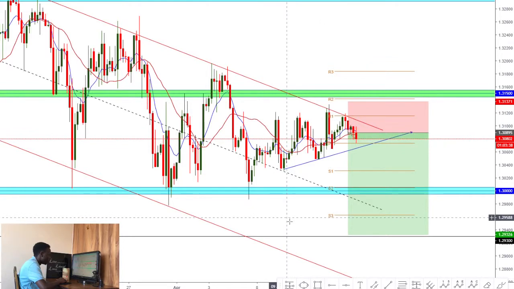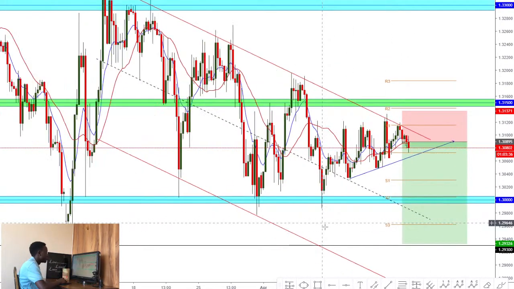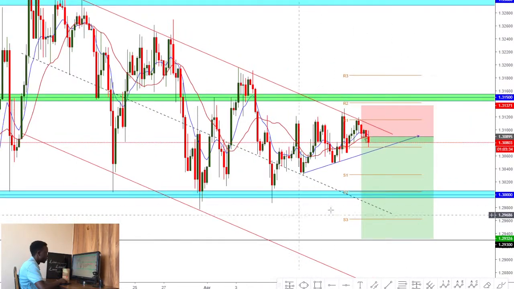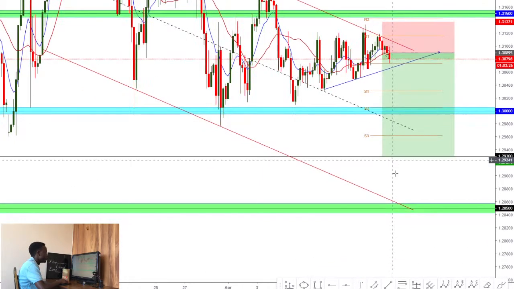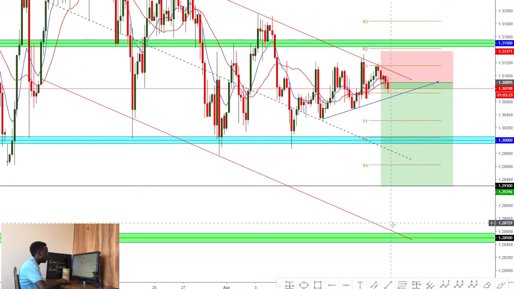That makes my risk reward 1:3. But if we get to 1.30 and I sense some strong rejections, then I'll be out. So for pound now, I'm looking for shorts, a move lower, at least to 1.2930, and ultimately 1.2850. That's my outlook on pound.